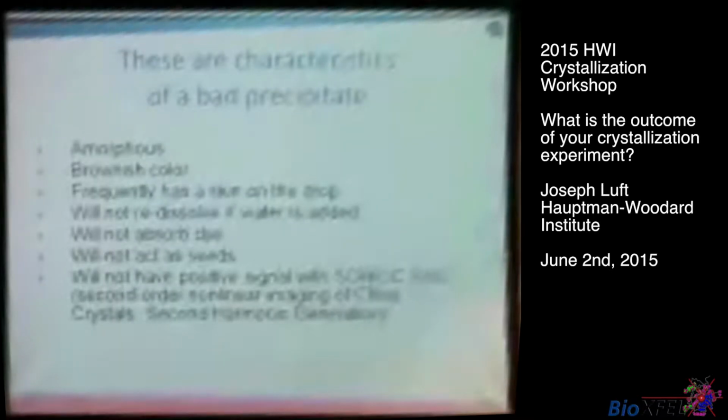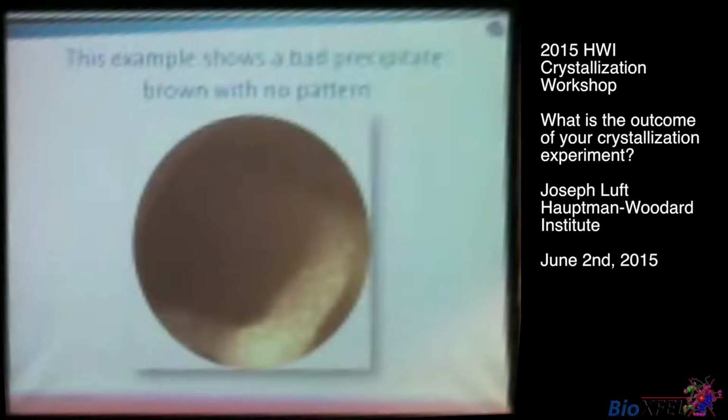If you add a little bit of dye, like methylene blue, to the drop, this disordered bad precipitate won't tend to take up the dye. If you streak through the drop and try to pick up some of that precipitate and inoculate another drop with it, you won't be able to use it as seeds. It won't produce larger crystals or other crystals from similar chemical solutions. It won't have a positive signal with the second harmonic generation, if you happen to have that available to you. Again, this is another example of a bad precipitate. There's basically no pattern, no modeling effect here.